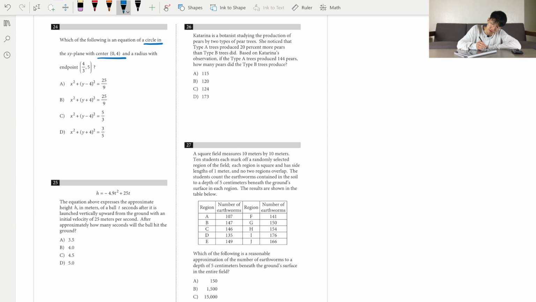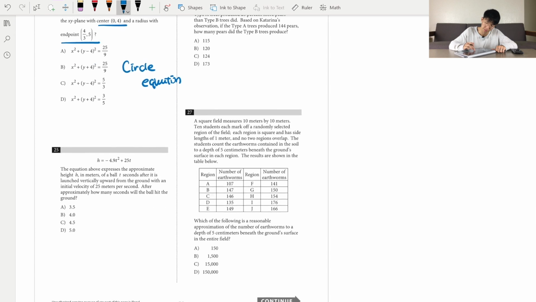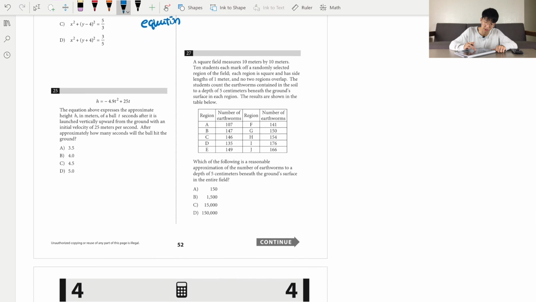Circle, you're given some other information. So it's a circle equation. And difficulty level 2. And circle can never be a function unless it's a combination of 2 different functions, because it does not pass vertical line test.